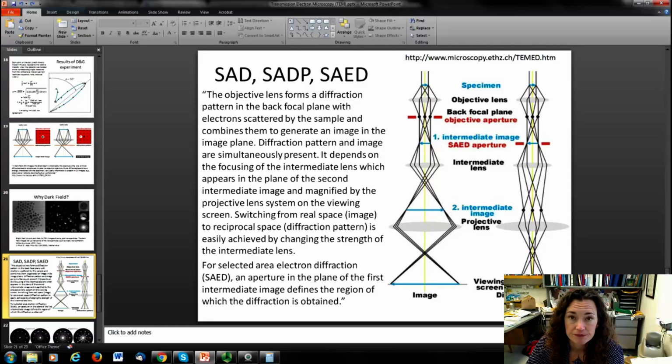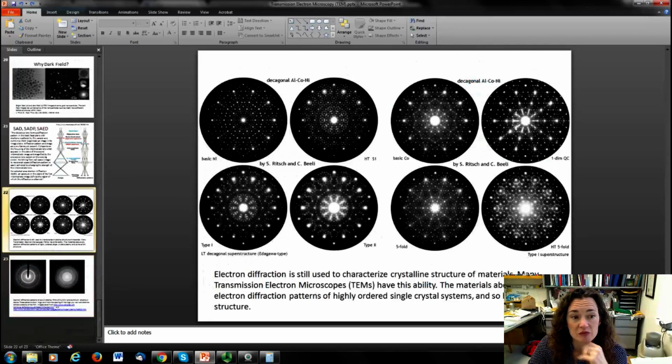Now, the acronyms that describe this are selected area diffraction, selected area diffraction pattern, and selected area electron diffraction. So they really can't settle on an acronym. If you see any of these acronyms, then that's what they mean. Now, the diffraction patterns look something like this. You might remember seeing them from Modern Physics 1. They can be quite beautiful.